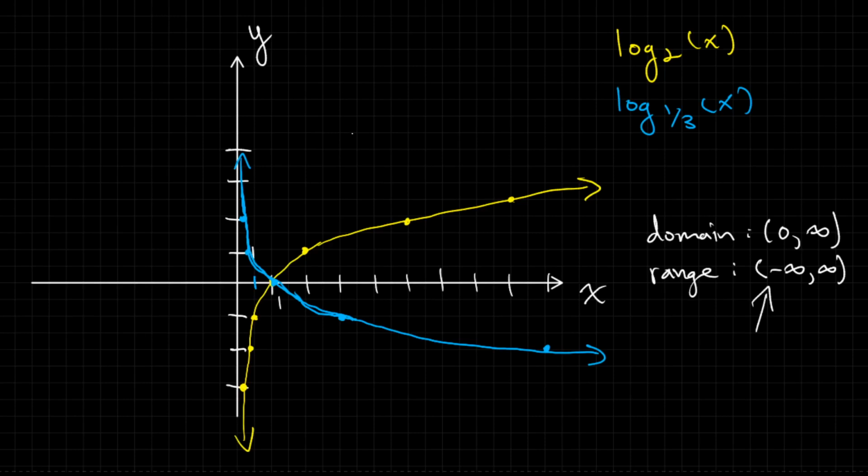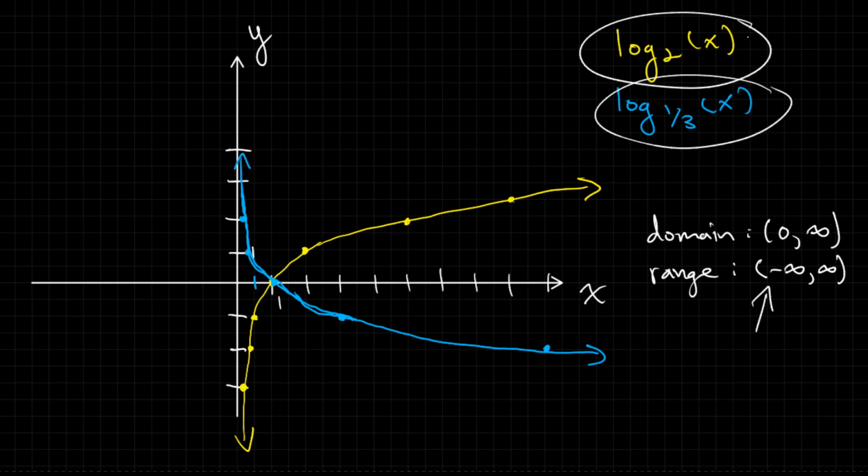Let's delve into some deeper properties of the graphs of logarithmic functions, and let's revisit our two graphs that we had from before in order to have an understanding of this. So what I'd like to do is go ahead and list some properties of these graphs. The first thing I want to note is that both of these graphs pass the vertical line test.